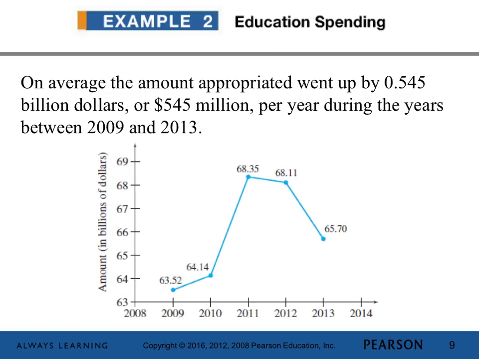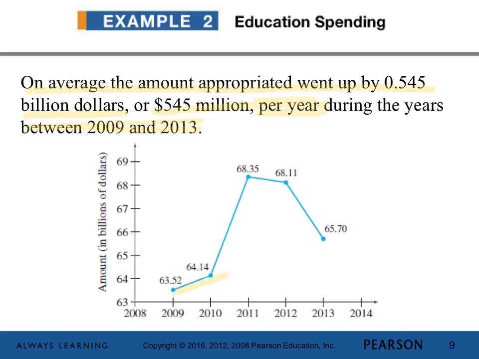And the way that we interpret that, and throughout this, interpretation is going to be very important, so you want to be sure that you always interpret your answer. The interpretation of that is that on the average, the amount appropriated went up by $0.545 billion, which is $545 million per year during the years between 2009 and 2013.